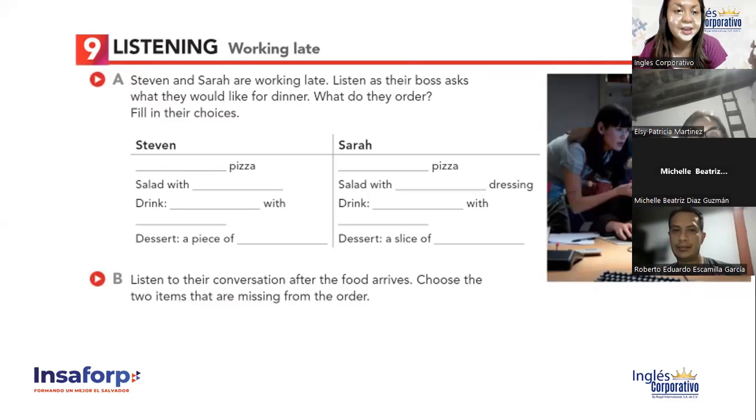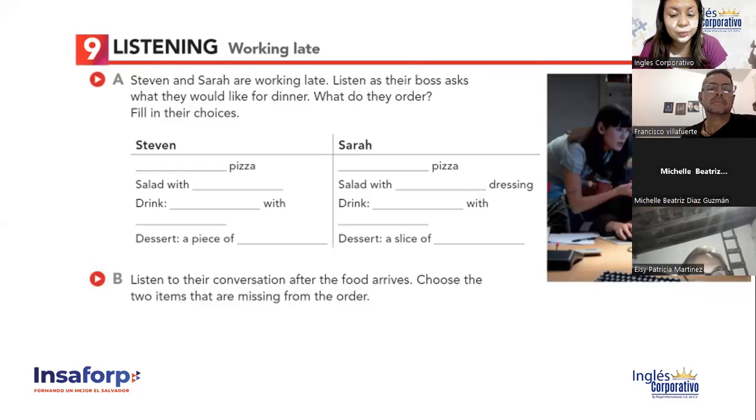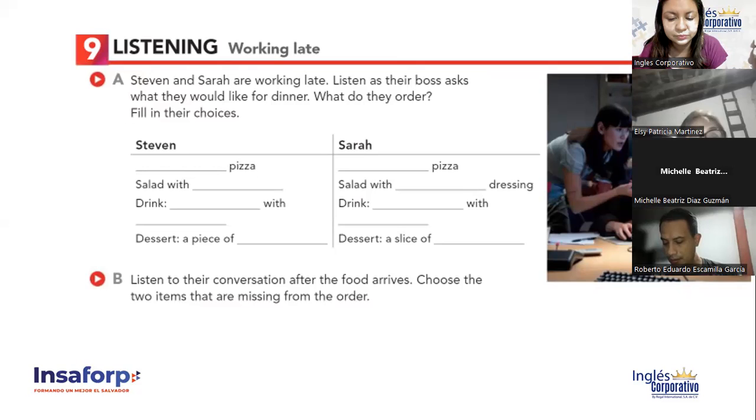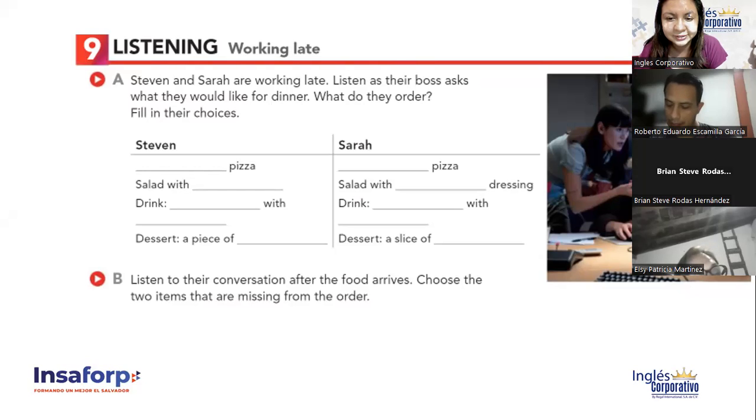Vinegar. Great. And for coffee, cream, sugar. He would like coffee with sugar. And as the dessert? Blueberry pie. A piece of blueberry pie. A piece of chocolate cake. Steven would like a piece of chocolate cake.